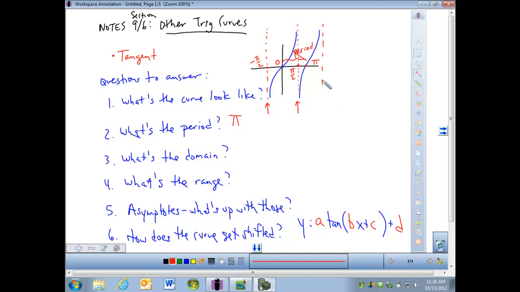Now you notice that those asymptotes are occurring at pi over 2 and negative pi over 2. If we continue that, it'd be 3 pi over 2. So for the domain, remember if you have an asymptote, the function is undefined there. The domain is going to be anything except pi over 2 plus or minus pi times n, where n is whole numbers: 0, 1, 2, and so on.